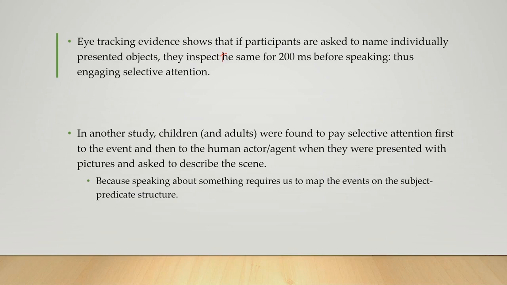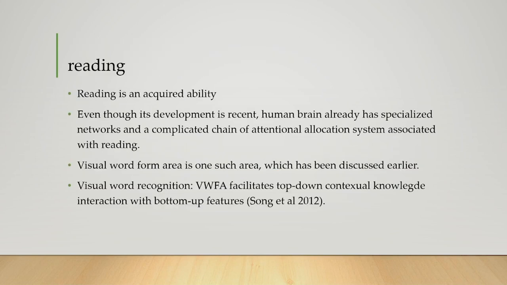In another study, children and adults were found to pay selective attention first to the event and then to the human agent. There were displays of various normally occurring events, and they were asked to describe the scene. Presented with pictures, they were asked to describe what is happening. The first attention was deployed at the event aspect of the picture, for example somebody playing, and then they looked at the agent carrying out that activity. Speaking about something requires mapping events onto a subject predicate structure. While creating a sentence, we have to formulate that structural aspect, so we must know what is happening. That is probably why subjects looked at the event first, then the agent, and then formulated the sentence.